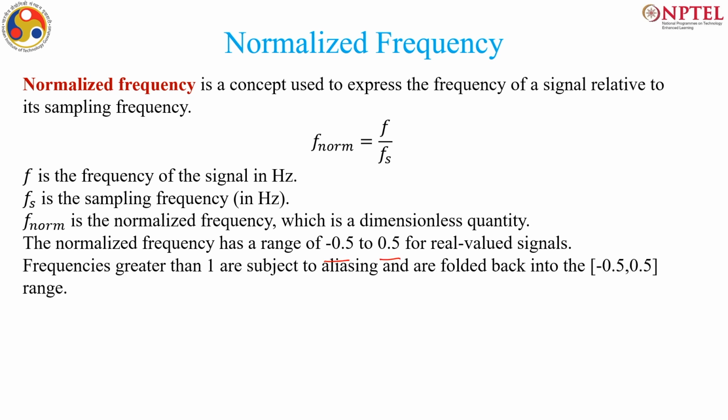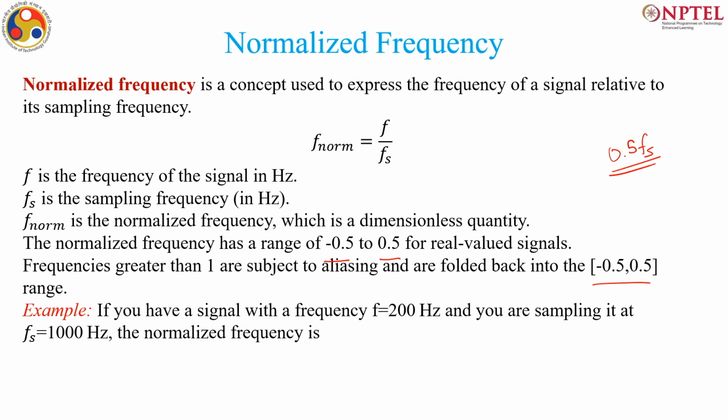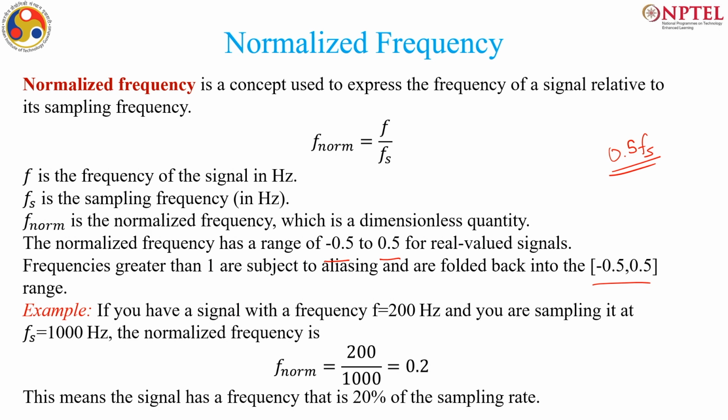Because the maximum I can represent is 0.5 fs, this is my Nyquist theorem. If I have a frequency of, say, 0.6 fs, it will be aliased to some other value; it will be folded back into this range. Like if you have a signal with frequency 200 hertz and we are sampling at 1000 hertz, my normalized frequency will be 200 by 1000, which is 0.2, meaning this frequency is 20% of the sampling rate. You can go a maximum of 50% of the sampling rate.